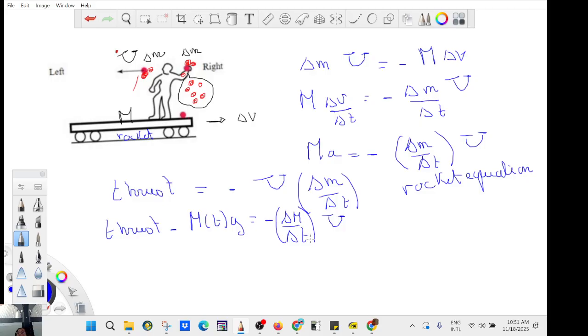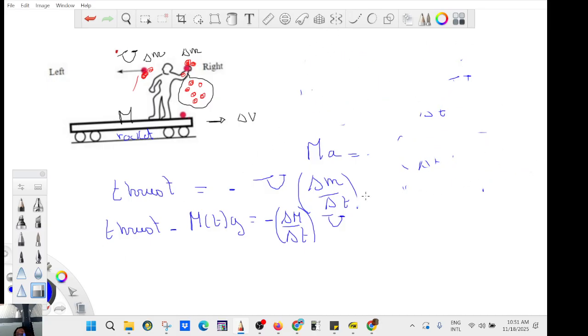Do you agree? Are you with me? Now you are a rocket scientist, right? Isn't that wonderful? U is the speed at which you are throwing the tennis ball. It's the speed of the exhaust gas.